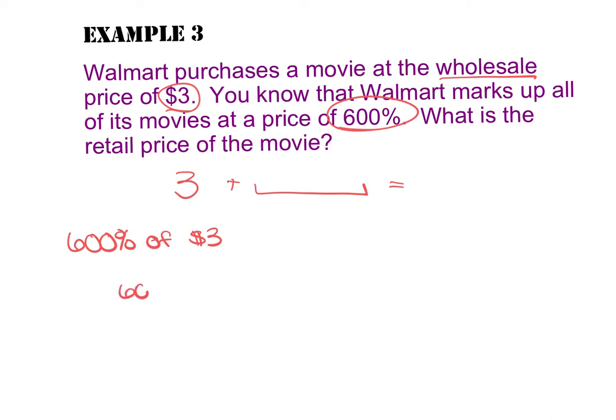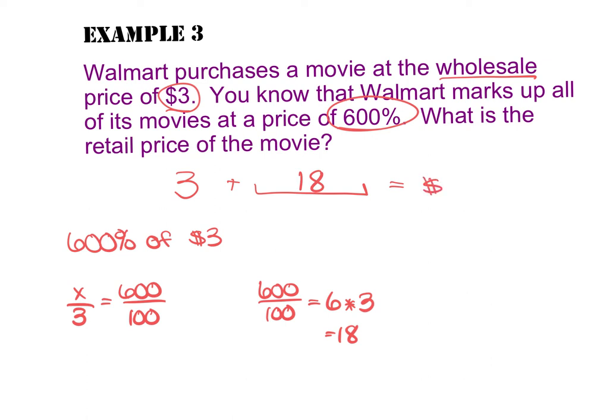And remember, we have two strategies to find that. We can either do 600 over 100 equals x over 3, and we can cross multiply and solve that. Or we can take 600 and divide it by 100 to turn it into a decimal, which is 6, and then multiply that by 3, and we get a total of 18. So we have a markup of $18, a wholesale price of $3, and if we add those together, we get a retail price of $21.